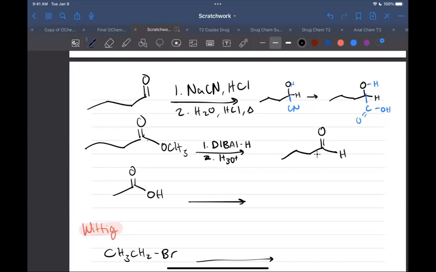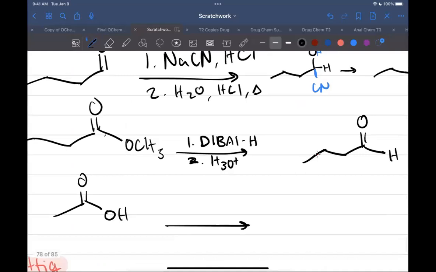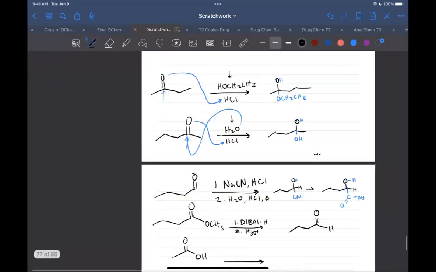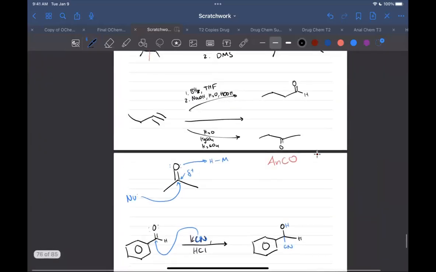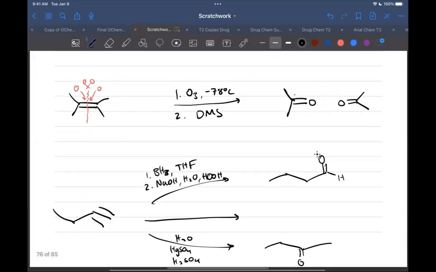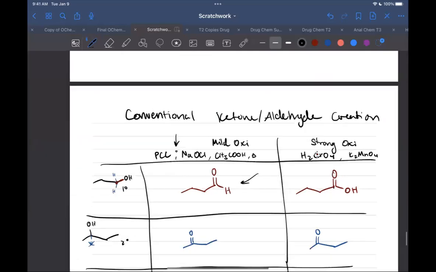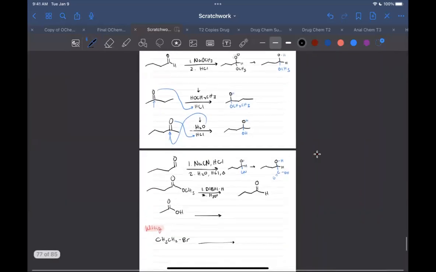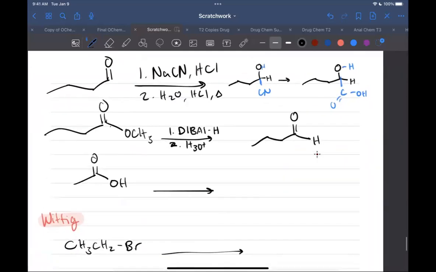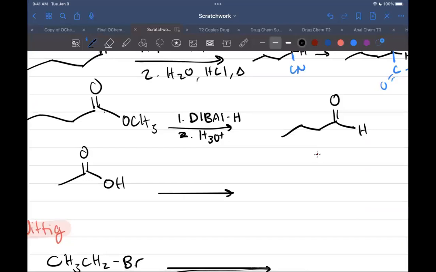So you don't need to know the mechanism. You just need to know that DIBAL just creates an aldehyde. That's the only way we can make an aldehyde from a carboxylic acid derivative, right? We can make aldehydes again from stuff like this, or this, or this, many different ways, right? But you might be thinking, hey, can I do this if I had an OH, right? Instead of an ester, what if I had a carboxylic acid?